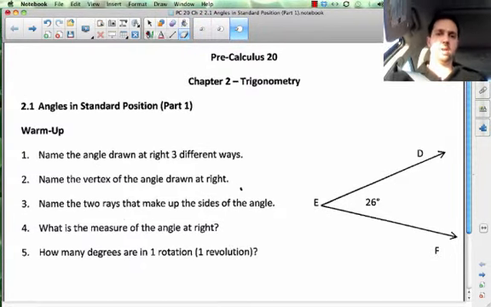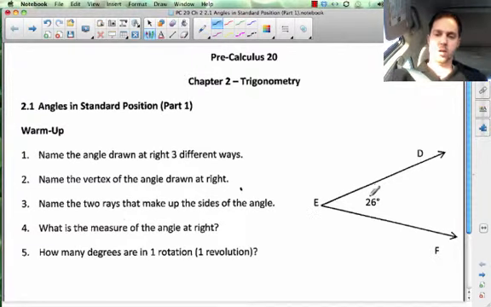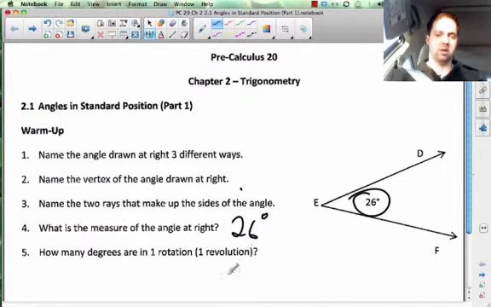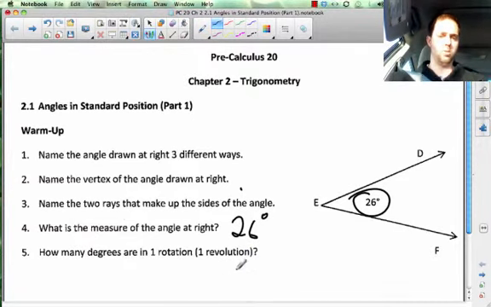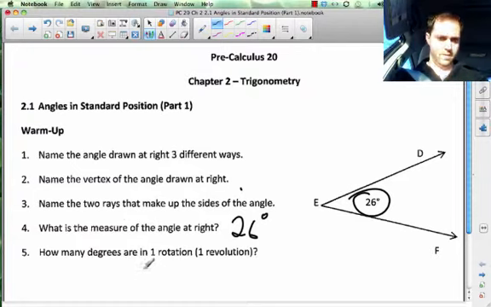What is the measure of the angle at right? Well, no need to dig out your protractors. That was a toughie. There you go. And how many degrees are in one rotation or one revolution? That would be 360 degrees, a full circle. And of course, we know that.